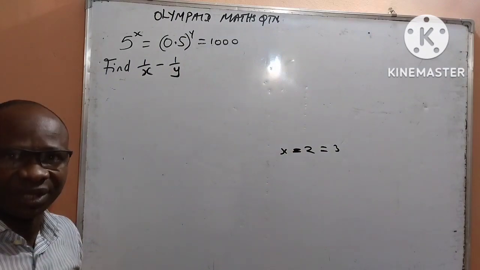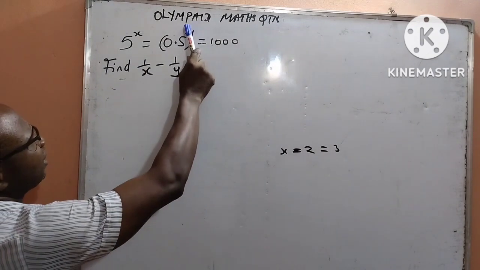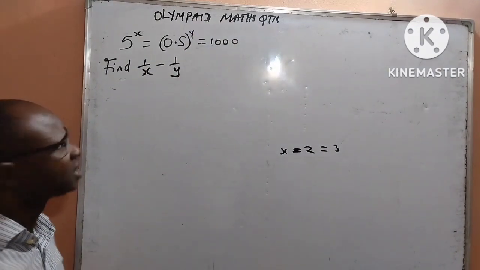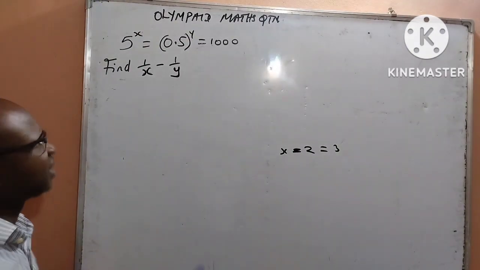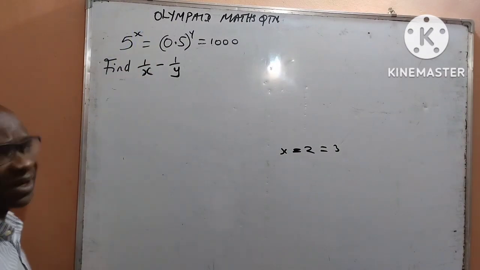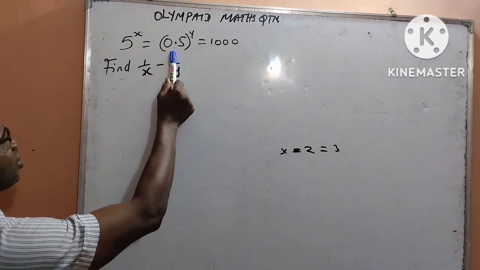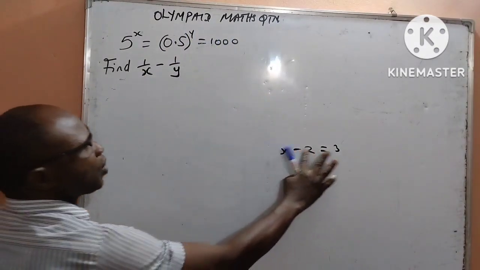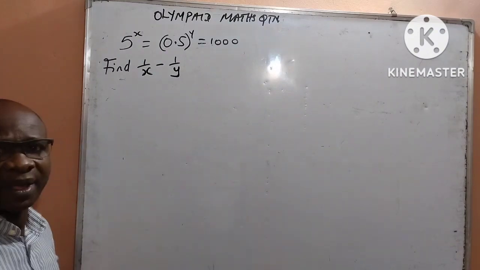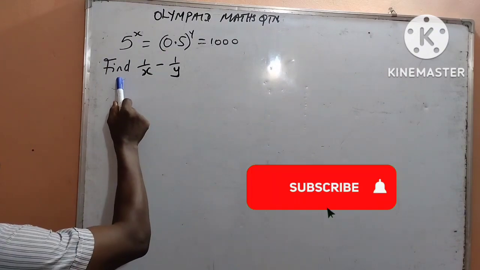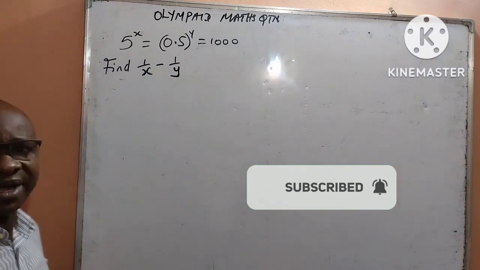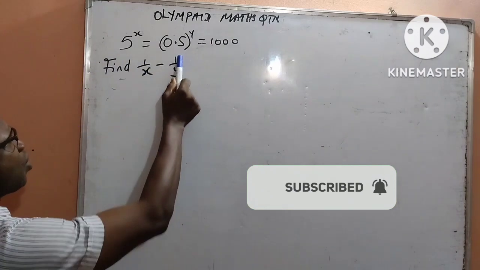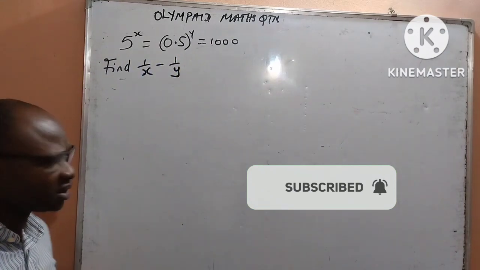In our math class today, we shall be having an Olympiad math question. In the question, we are given 5 to the power x is equal to 0.5 to the power y, and it is equal to 1000. The question requests that we find 1 over x minus 1 over y.